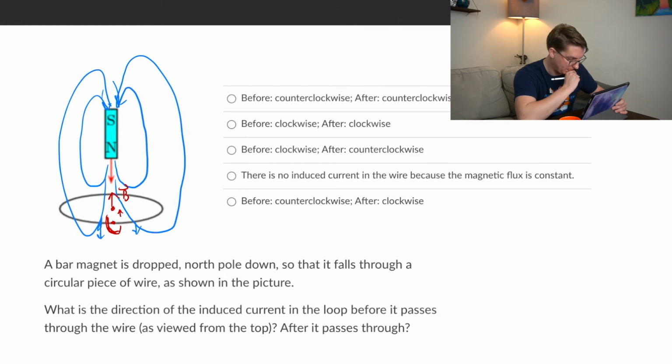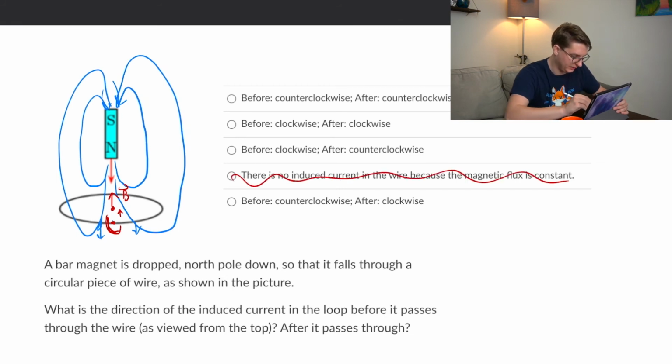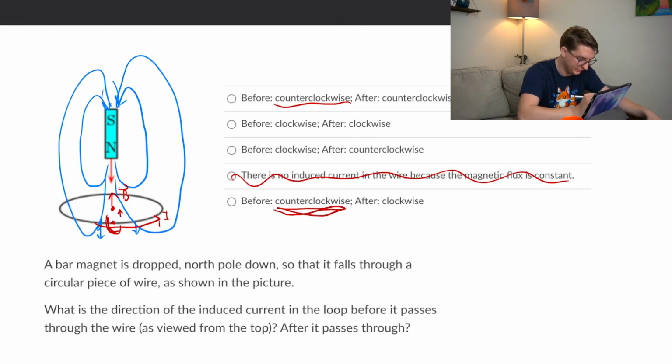So there's no induced current. That's not right. Before, clockwise, as viewed from the top. So we said that the current had to be going around like this. So it's going to be before counterclockwise. Has to be. So we don't know after counterclockwise.